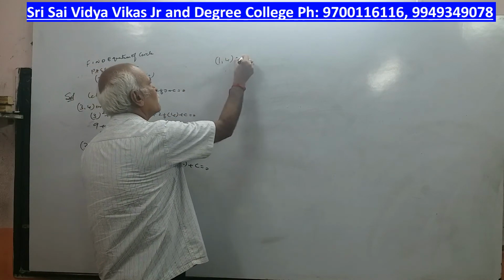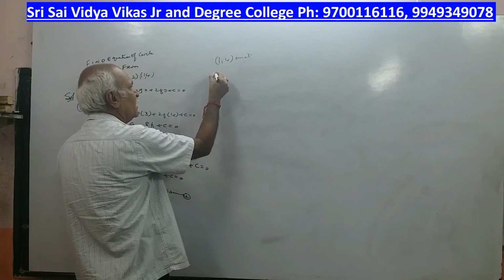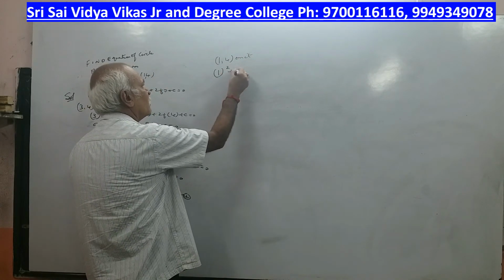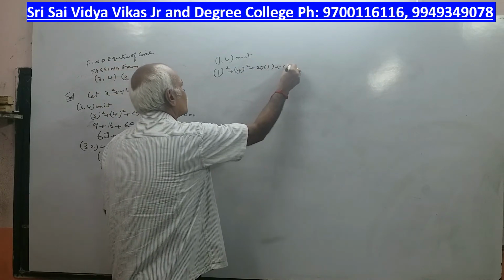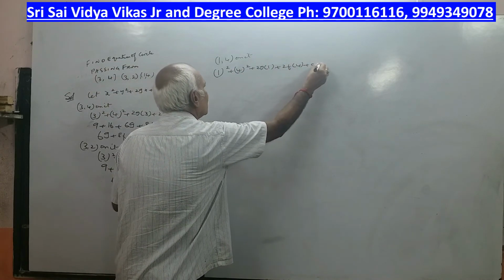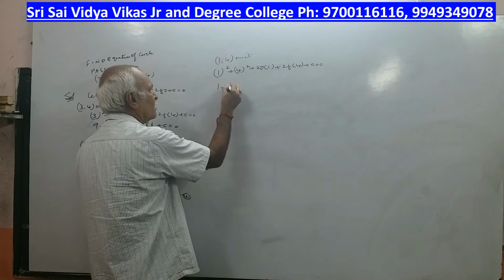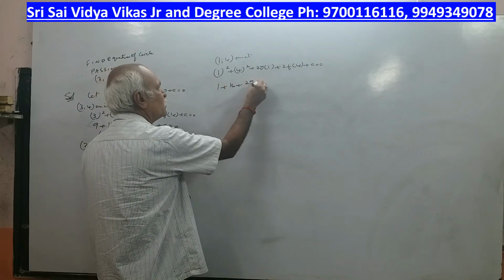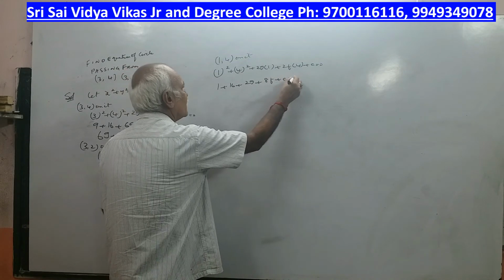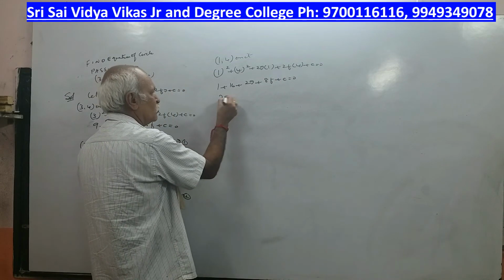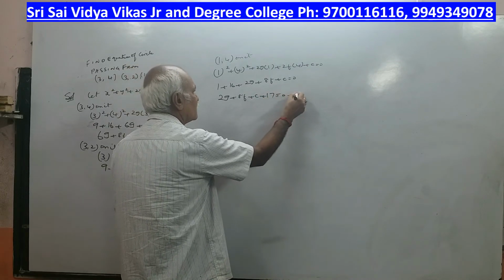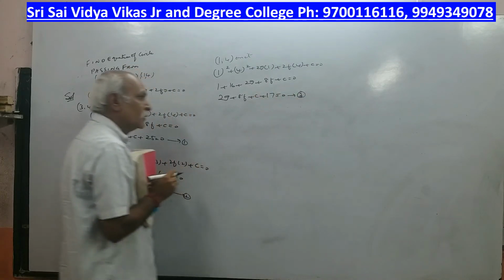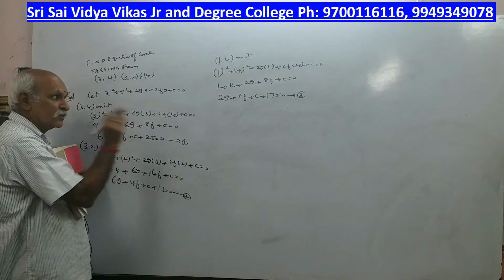(1, 4). So what will happen? 1 square plus 4 square plus 2g into 1 plus 2f into 4 plus c is equal to 0. So 1 plus 16 plus 2g plus 8f plus c is equal to 0. So 2g plus 8f plus c plus 17 is equal to 0. Third equation. Now you have the first equation, second equation, third equation.